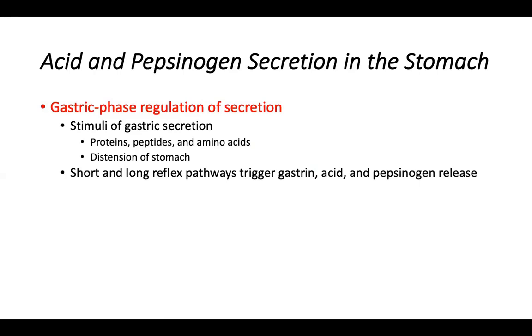Okay, the gastric phase, so moving down to the stomach here. The gastric phase is stimulated by the physical presence of food, so the presence of peptides and proteins, as well as amino acids, as well as the distension of the stomach. So the physical presence of food in the stomach is going to start the gastric phase of regulation.